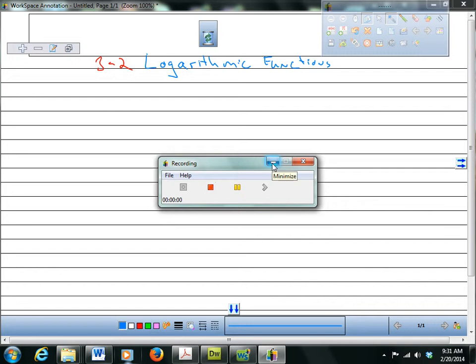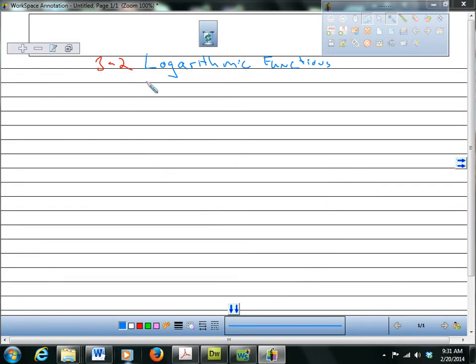It is called logarithmic functions, and a logarithmic function is just the inverse of an exponential function. And they start off since y equals a to the x is 1 to 1. You know what 1 to 1 means?